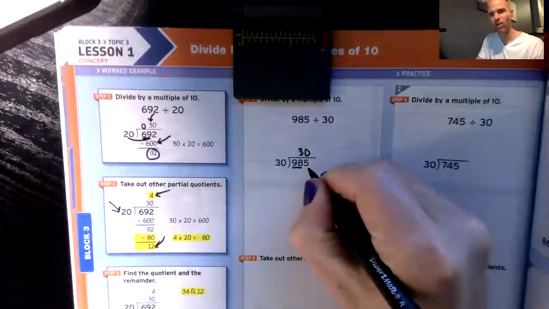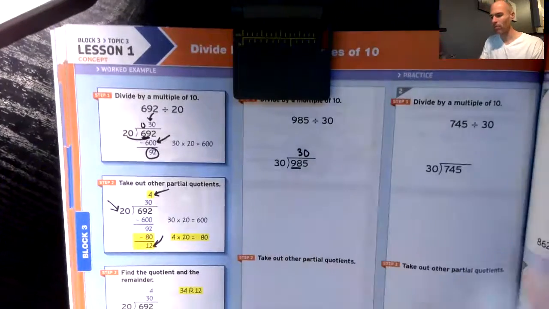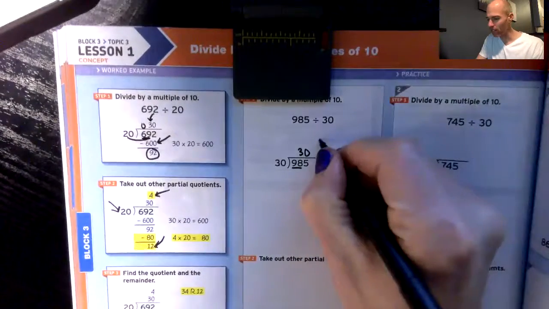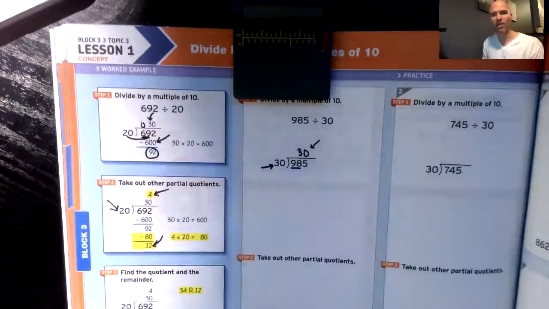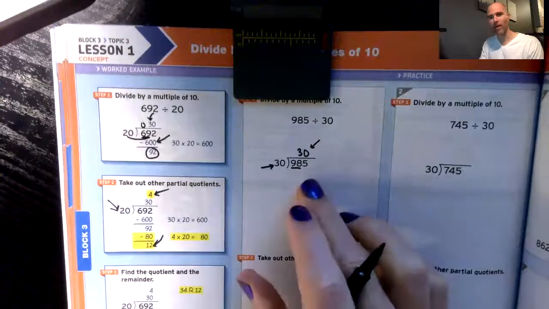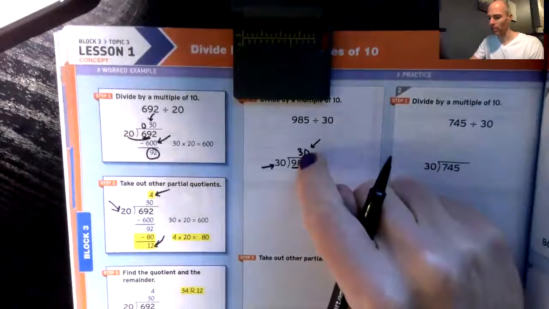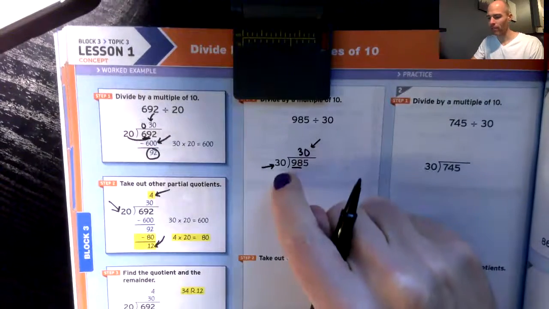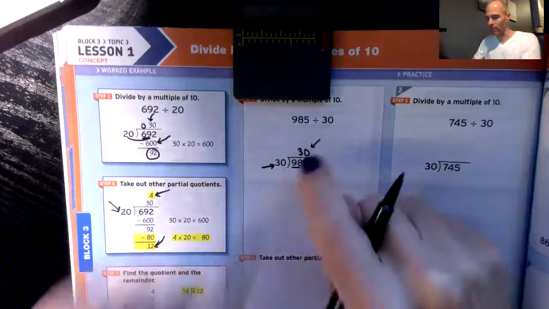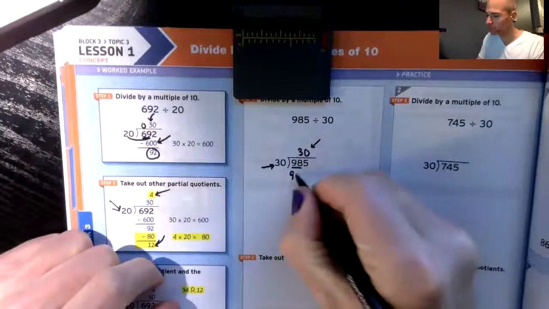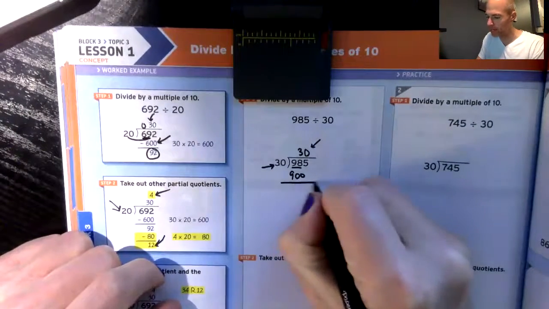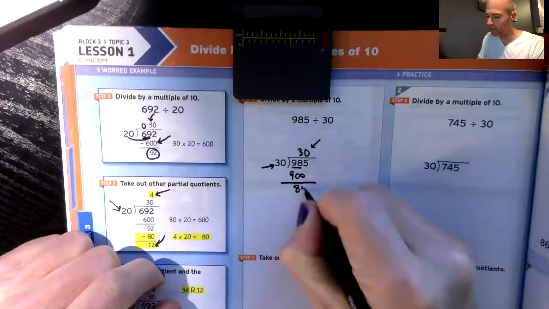So I'm going to toss a 0 over the 5 there. And so what I'm doing now is I'm taking 30 sets of 30 out of 985. So you have to do 30 times 30 to see what you've got here. Remember, we do that by doing 3 times 3, which is 9, and then we have 2 additional zeros here. So that's 900. And we subtract down, and we're left with 85.